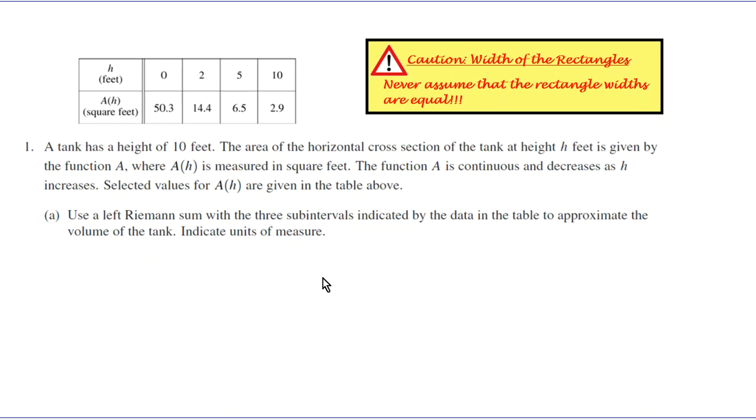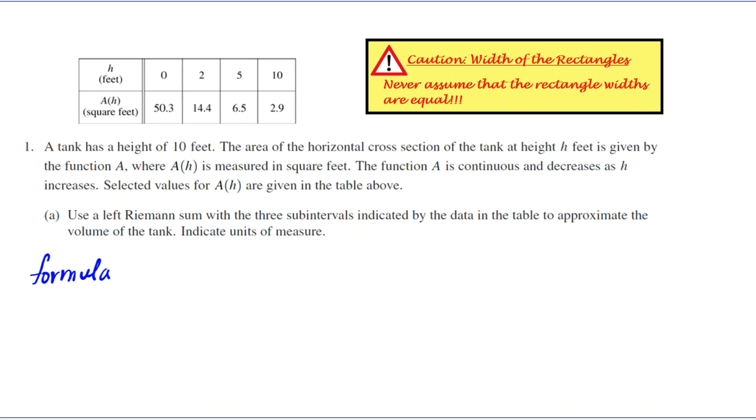Question 1a. Use a left Riemann sum with 3 sub-intervals indicated by the data in the table to approximate the volume of the tank. Indicate units of measure. Alright, so let's start off by writing down the formula that's going to guide our problem solving process. So, formula is as follows.